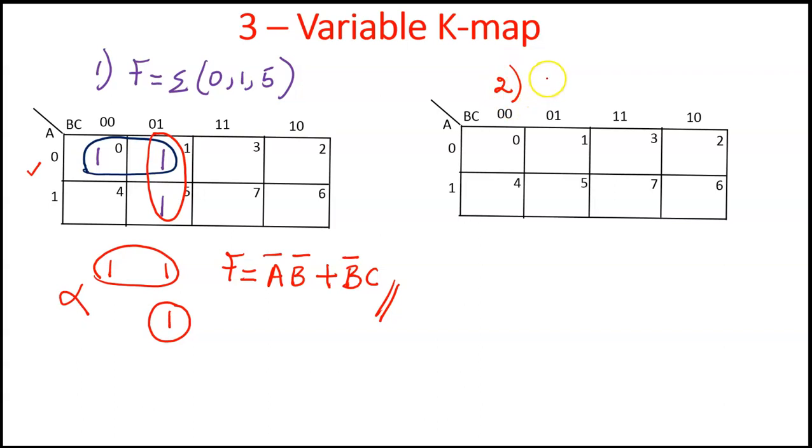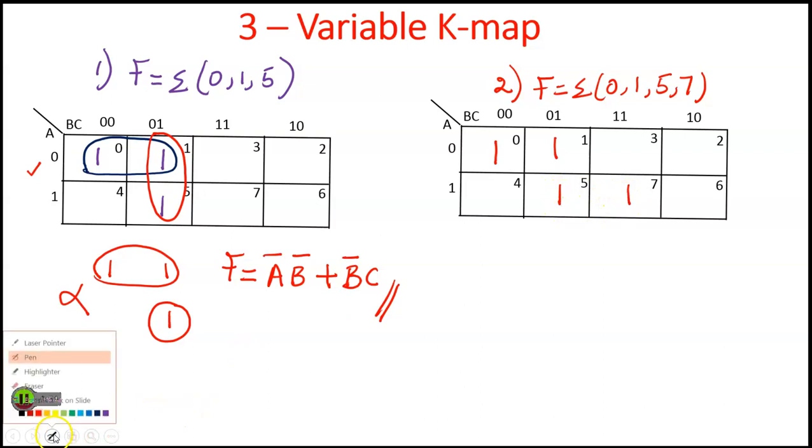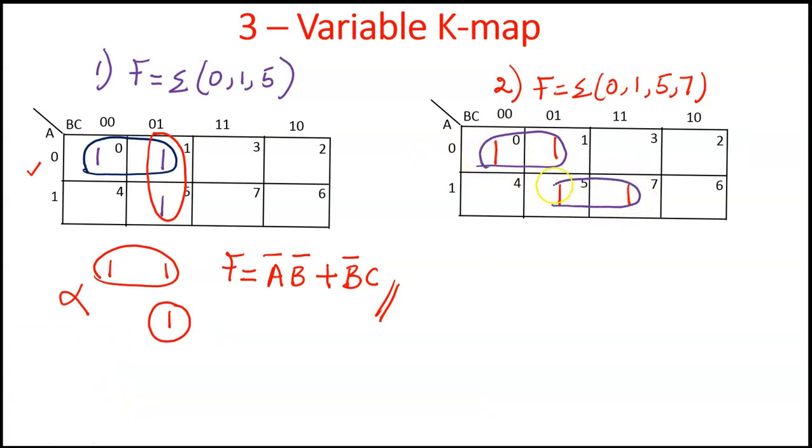In this example, f is equal to summation of 0, 1, 5, 7. Now let us start. Here mark it as a 1, and here also mark it as a 1, and here mark it as a 1, and here mark it as a 1. Now how to make a grouping? Very simple. This is one grouping, and this is the second grouping.